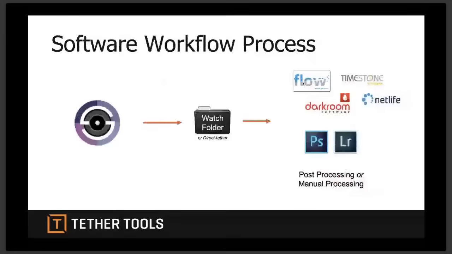I know us as photographers, we have our tools we love to use. We might already use Lightroom. We might use Photoshop. If we shoot high volume, we might use Darkroom, Flow. There are all kinds of different labs out there that we might send photos to. So how would that work? You may have heard Tether Tools mention this a lot because it's a very common use case. When Smart Shooter takes an image, it saves it to a folder on your computer, which in this graphic we call a watch folder.